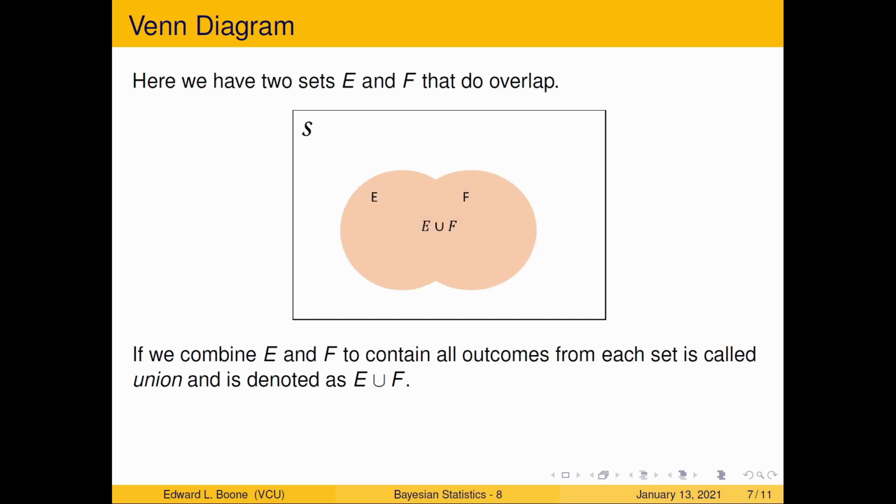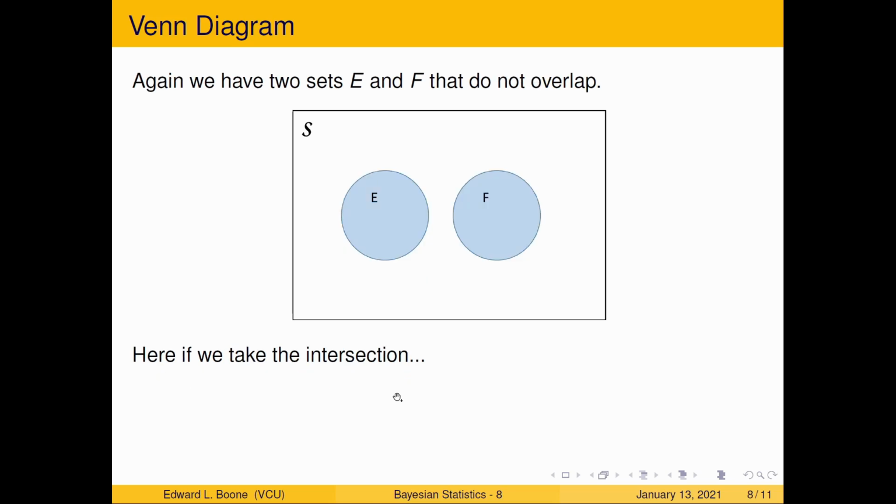Okay, and then, well, what if we combined E and F? So we could put the two together. So this would be like adding them together versus looking at their intersection. And when I say adding them together, it's just combining them. So we're just dumping everything that's in E and F in there, and that's what we're going to end up with. And this is what's called the union, and we're going to write this with an E, with a U, and an F.